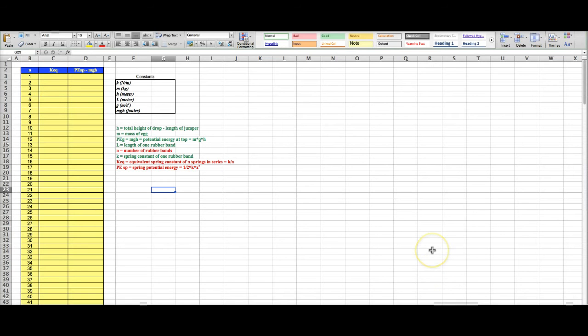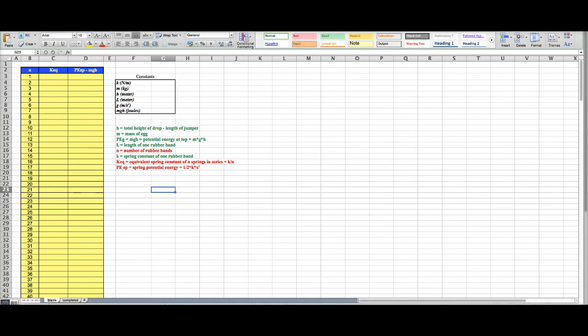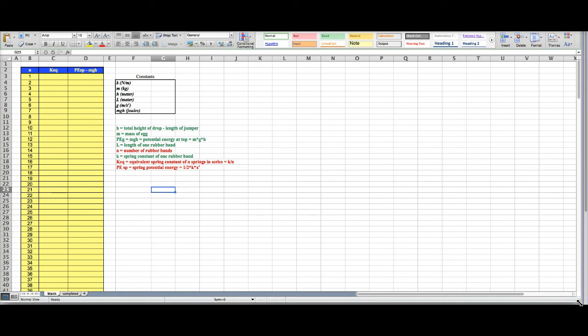So what we can do instead is what's called an iteration, and we can do it through Microsoft Excel. So this has already been completed for you, and here we have just a blank setup where we can plug in what our K is, and you'll have to determine your K. You'll have a weight, which you'll be able to measure and know. The height, H, is the height of the drop minus the length of the jumper, so we'll set that at some specific height. Then you have your L. The L is the length of one rubber band.